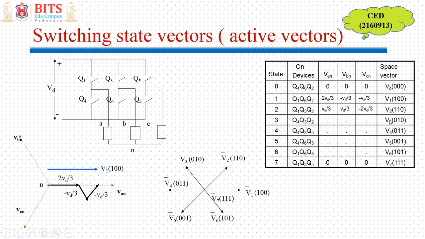Otherwise, you have V1, V2, V3, V4, V5, V6 in the direction shown, right? That means by switching a particular switch combination, I can generate a particular switching voltage vector. That is the fundamental which you are supposed to understand. Now we are going to make use of this knowledge, right?